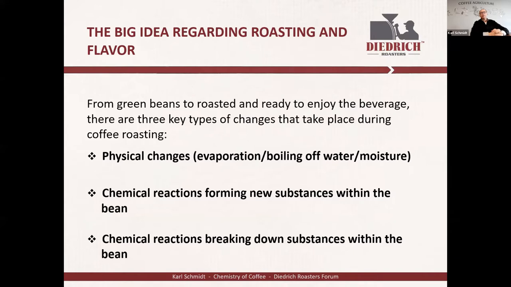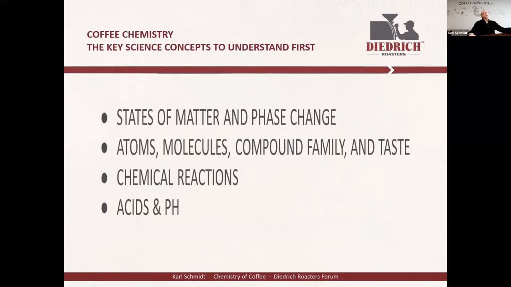The chemical reactions forming new substances within the bean are important to understand. Chemical reactions breaking down substances within the bean are another one. And going on, the state of matter and phase change, the atoms, the molecules, the compound families, and the taste, the chemical reactions, the acids, and last but not least, the pH that we're trying to determine in the cup of coffee. All of that is very important to understand, and this is what we're focusing on and going into in more detail.